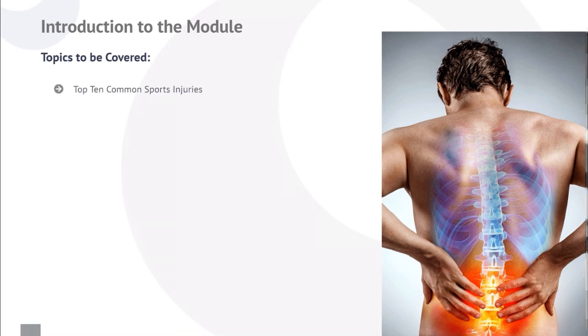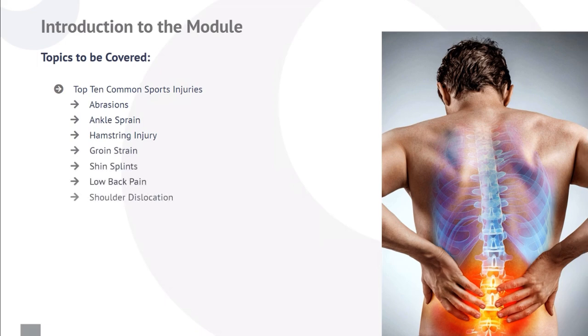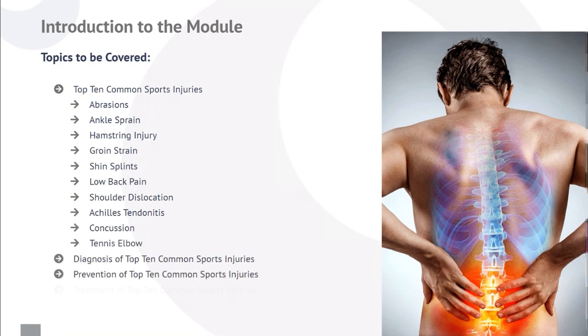Topics to be covered. Top 10 common sports injuries. Abrasions. Ankle sprain. Hamstring injury. Groin strain. Shin splints. Low back pain. Shoulder dislocation. Achilles tendonitis. Concussion.